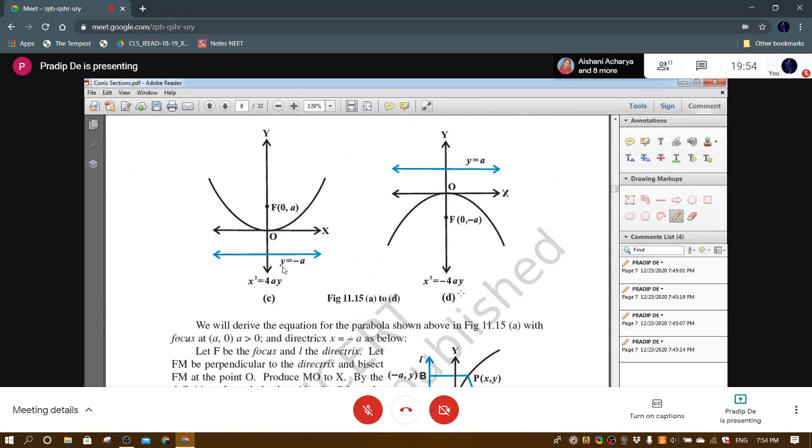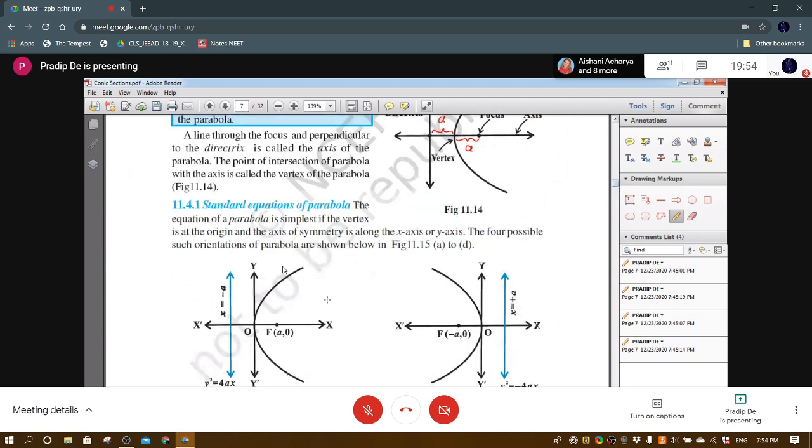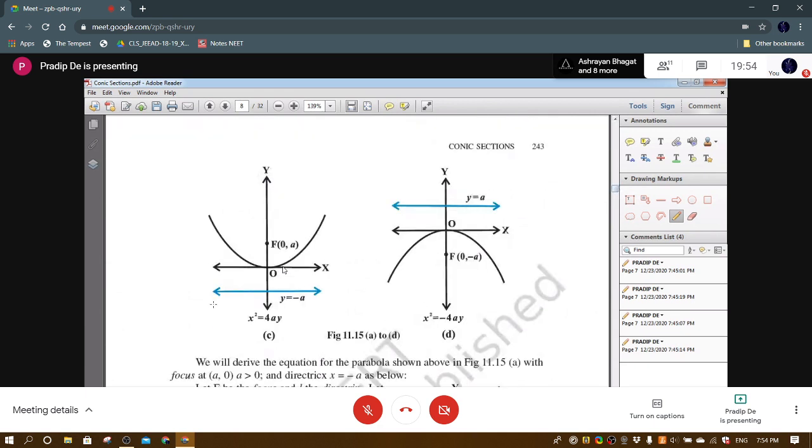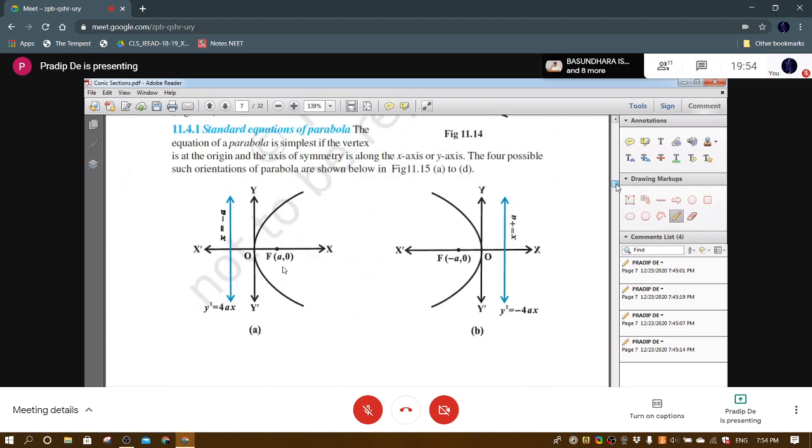Okay. So y square equal to 4ax for this one, y square equal to minus 4ax, x square equal to 4ay, x square equal to minus 4ay. Write down the details. Details means vertex 0, 0, focus a, 0, equation of directrix x equal to minus a.